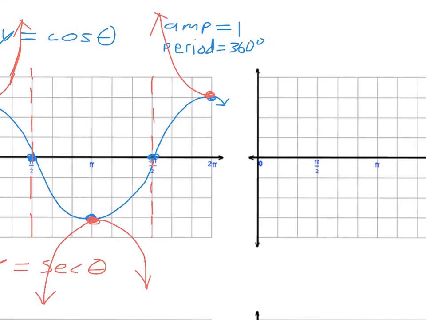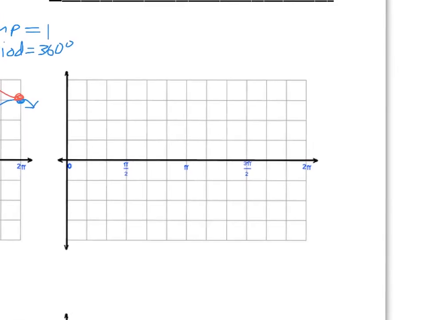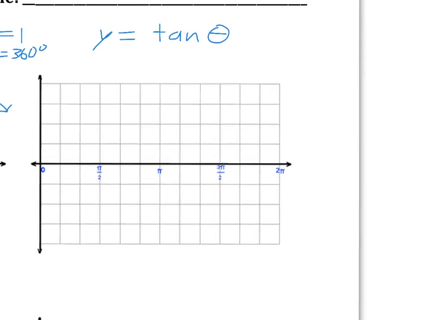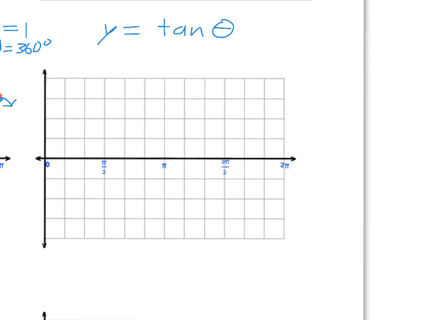Okay, tangent is a little more complicated. So for tangent, I actually prefer to graph 2 periods, and I'll show you why after I graph it. So this is y equals tangent of theta. It doesn't have an amplitude, but we do still use the number in front of tangent, and in this case it is 1. So it's kind of like an amplitude. We still use those numbers, 1 and -1.